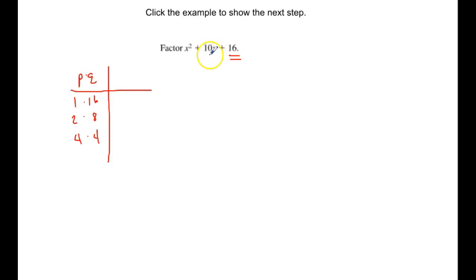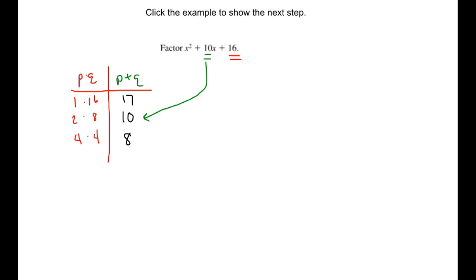So now I have to figure out what they all add to. So let's go ahead and do that. I know that 1 plus 16 is 17, 2 plus 8 is 10, and 4 plus 4 is 8. Now I'm looking for this middle term, the b, and I see that it is right here, that this middle pair adds to 10. So this is my p plus q.